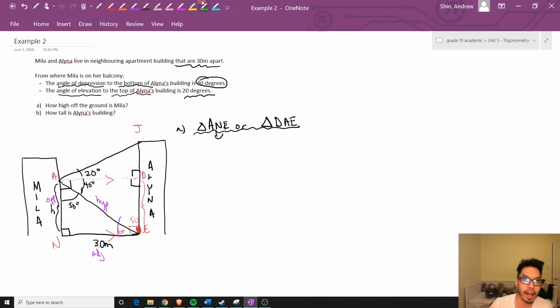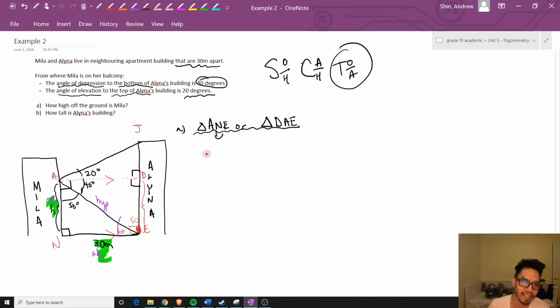And from here we have to highlight what they want. They want the opposite, and what they gave us is the adjacent, so we are working with tangent. Oh, I kind of jumped the gun here. Which one has both opposite and adjacent? That is tangent. Okay, so we have tangent of our focus angle, angle E, is equal to opposite over adjacent.